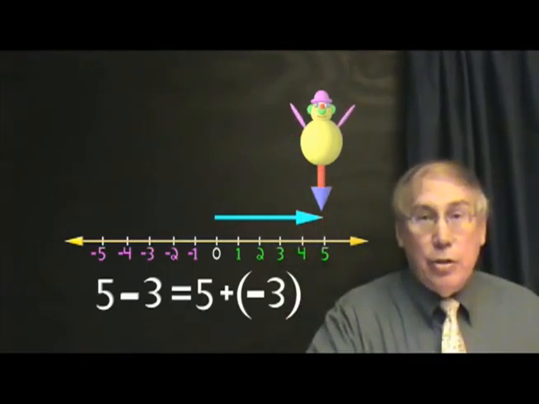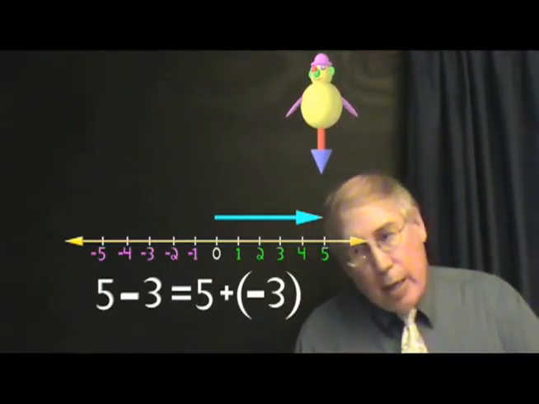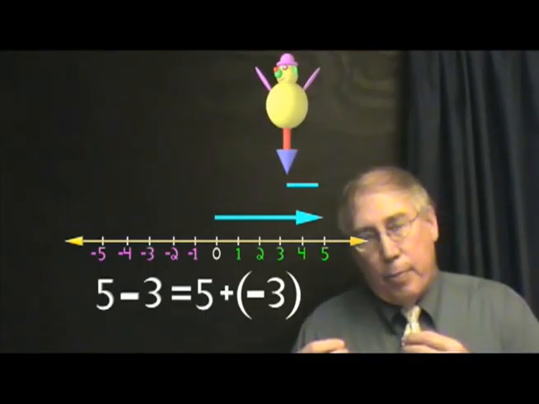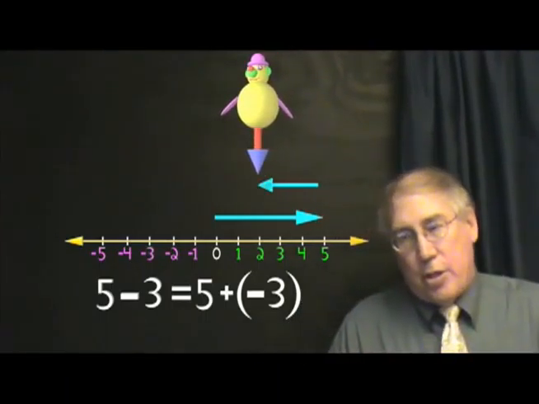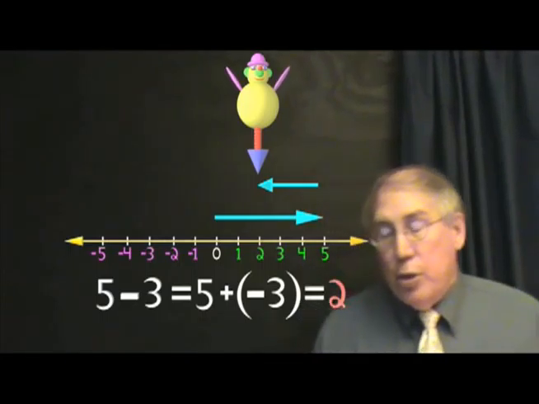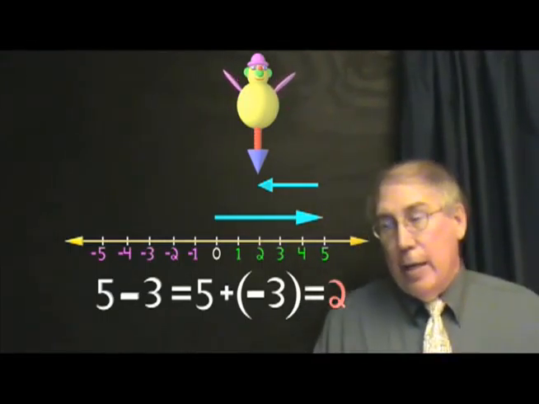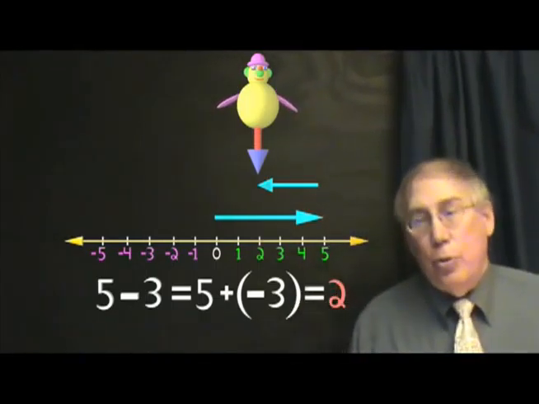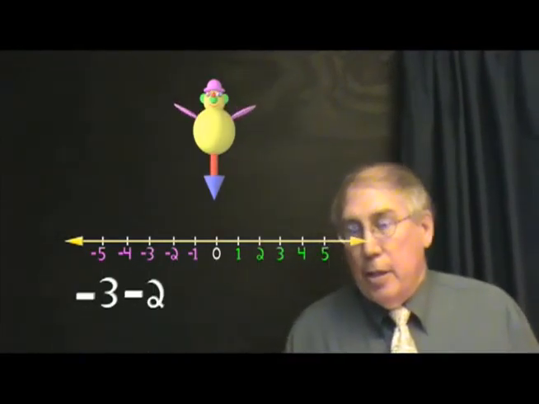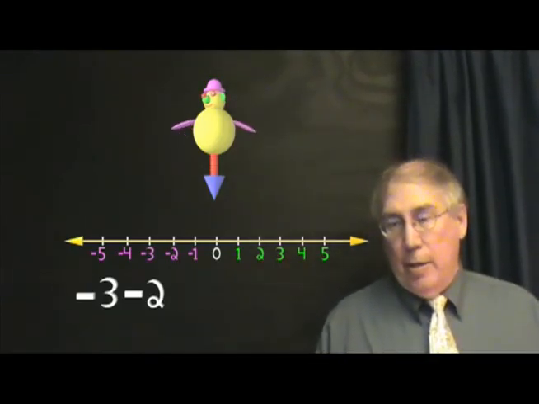Now our signs are different, so we can subtract the numbers and put the sign of the larger number, which is 5. So we should get 2. And Dirac here shows us that we went 5 to the right and 3 back, and we land up at 2 on the number line. So let's do the same thing with this problem.